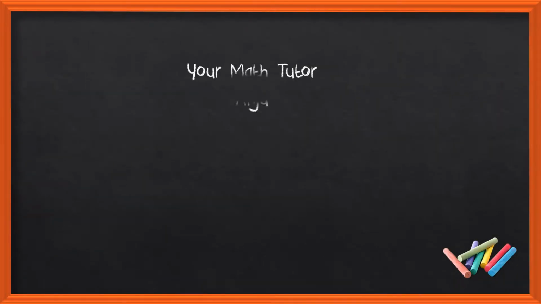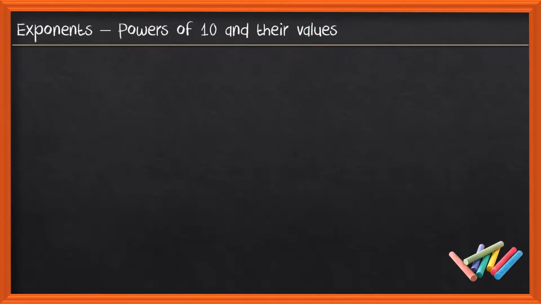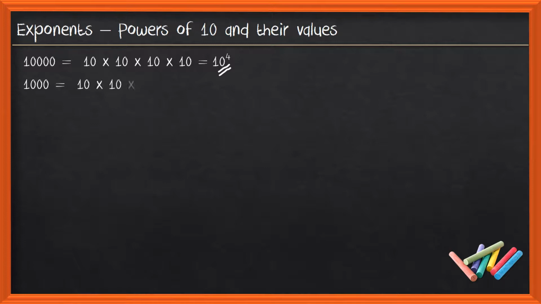Hello world, this is your math tutor Anju, and in this video we'll be learning how to expand numbers using exponential notation. Let's first look at the different powers of 10 and their values. 10,000 is 10 repeatedly multiplied 4 times and is equal to 10 to the power of 4. 1000 is 10 times 10 times 10 and is equal to 10 to the power of 3. 100 is 10 times 10, which is equal to 10 squared. And 10 is equal to 10 to the power of 1.